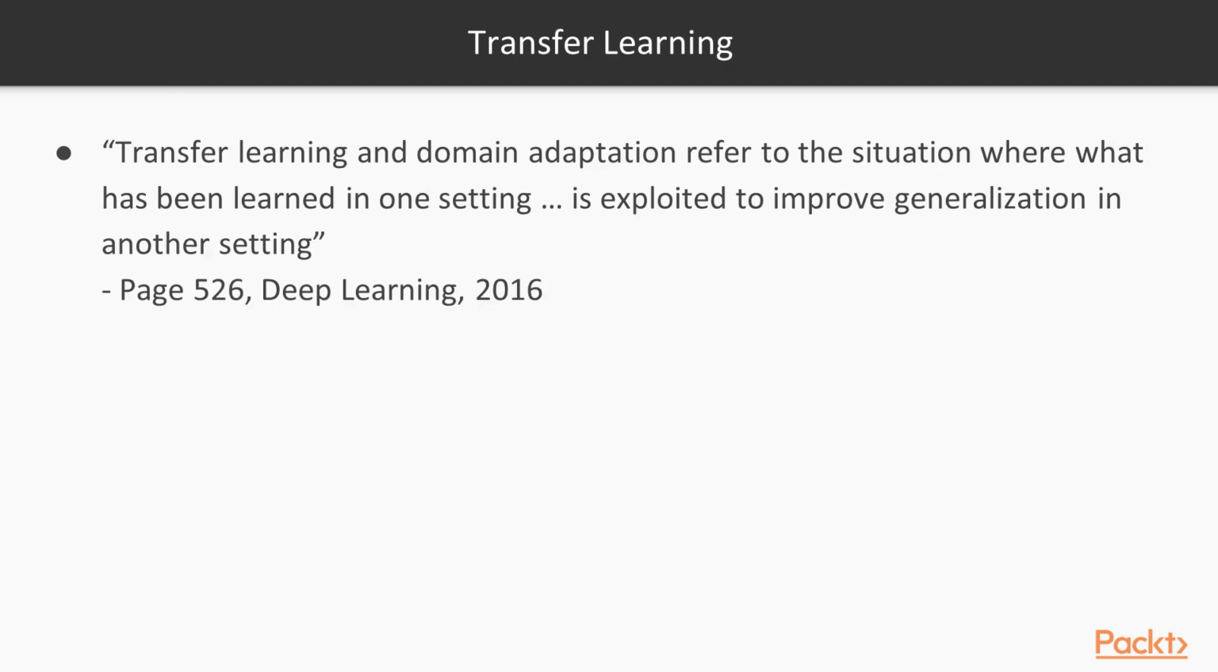So that brings us to the topic of transfer learning. Transfer learning is basically transferring knowledge from one trained network onto another. Here's a definition from the deep learning textbook, you can click this link right here, it brings you to the textbook that I quoted this from, where it states: transfer learning and domain adaptation refer to the situation where what has been learned in one setting is exploited to improve generalization in another setting. And that's exactly what we do with transfer learning.